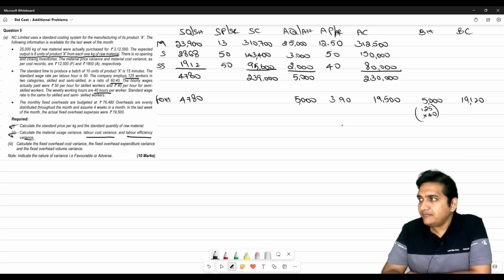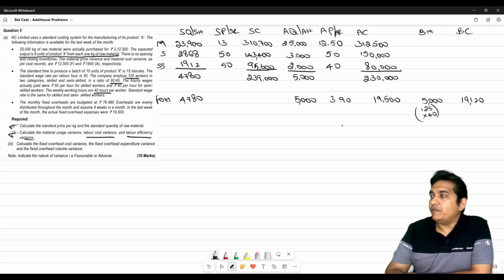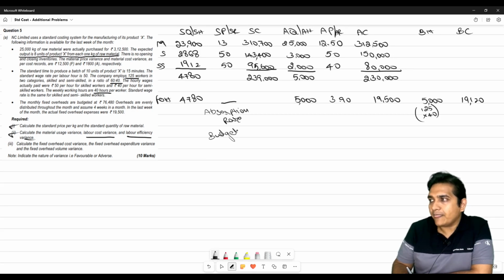Right. Next, what else do we have? We can calculate our standard rate next. How? So standard rate is what? It is also called the absorption rate, right? Absorption rate or budgeted rate. How do we get the budgeted rate? It is budgeted cost divided by budgeted hours.